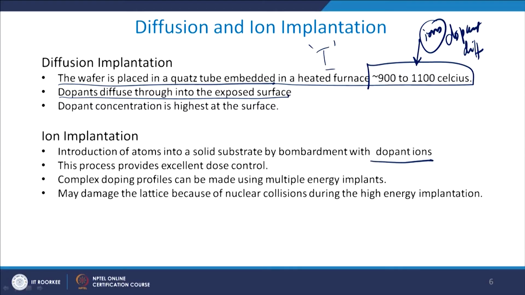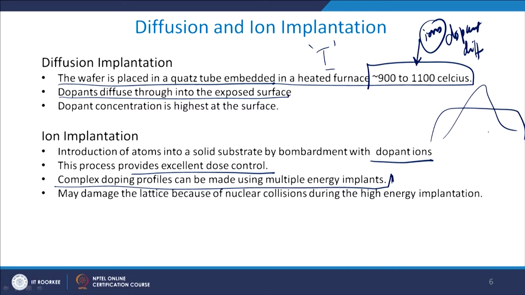Let us look at ion implantation. What is ion implantation? Ion implantation is bombardment of dopant ions using an accelerator. So, you should have a good accelerator. This process provides excellent dopant control, right, and complex doping profiles can be made using multiple energy implants. Say you want to first make something like this, and then something like this. This is the dopant profile. You can easily do this using an ion implantation machine, right.